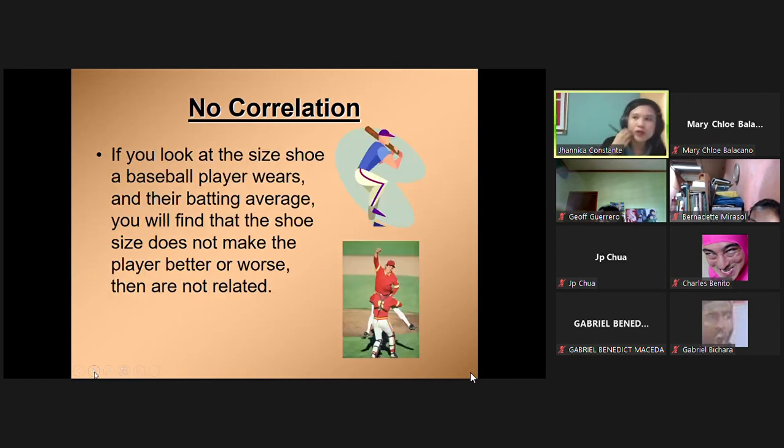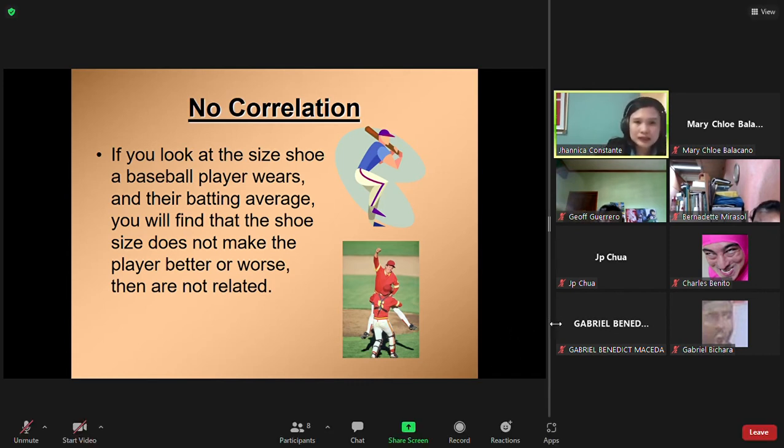For example, if you look at the shoe size a baseball player wears and their batting average, you will find that the shoe size does not make the player better or worse, so they are not related. The size of the shoes and describing whether a player is good or not are not related to each other, because the size of the shoes will not affect the performance of a player. Okay, so that is what we mean by no correlation data.